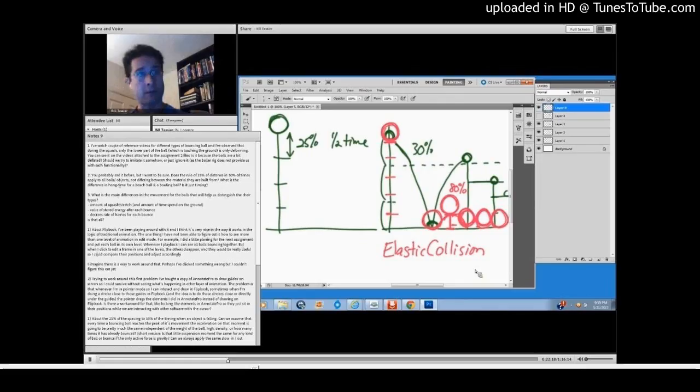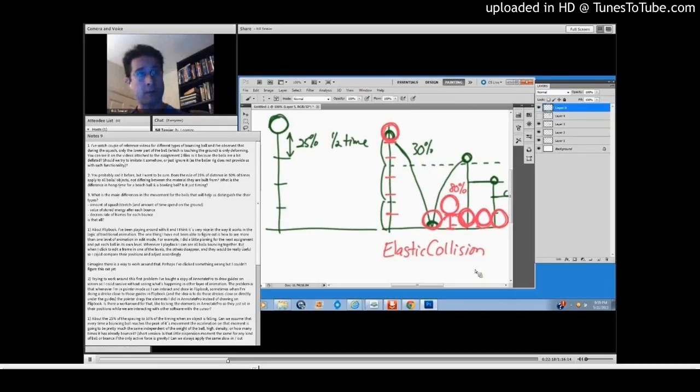So this idea of really understanding how this ball bounces, how it behaves, that's going to help you differentiate the balls from each other. And what this really shows is, again, the idea of an elastic collision.